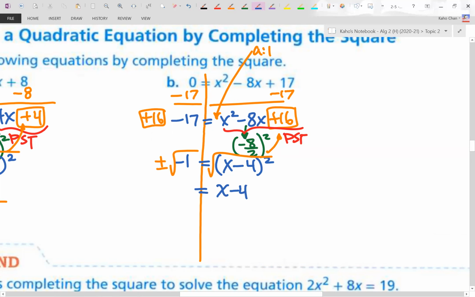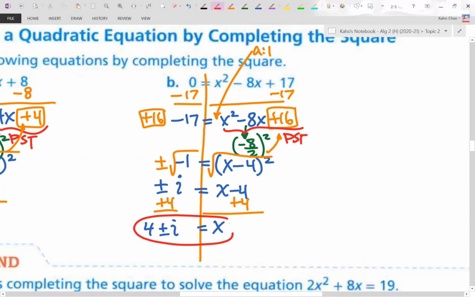I know, it's the same exact problem. I wish I had something slightly different. Not that exciting right now. The square root of negative 1 is i. And my last step, add 4 to both sides. All right. Final answer, x equals 4 plus or minus i. Whew. Crazy stuff.